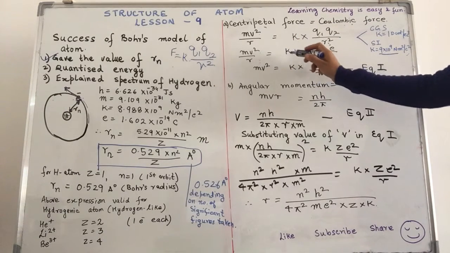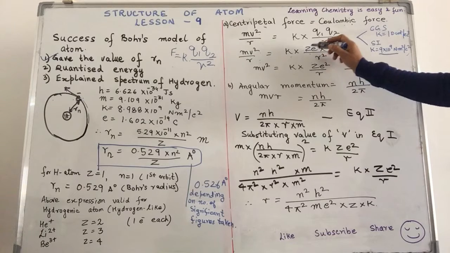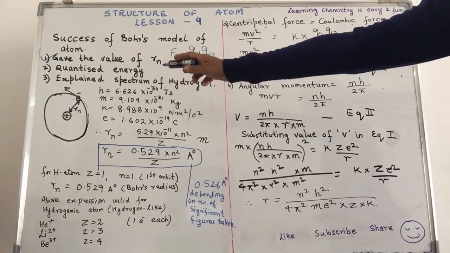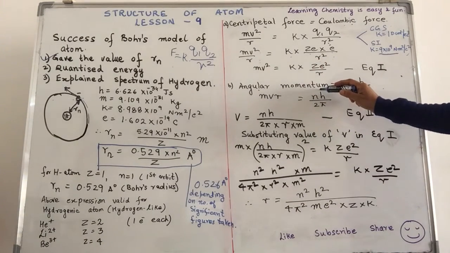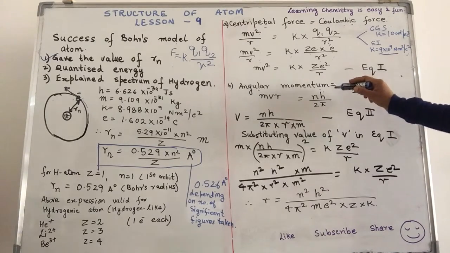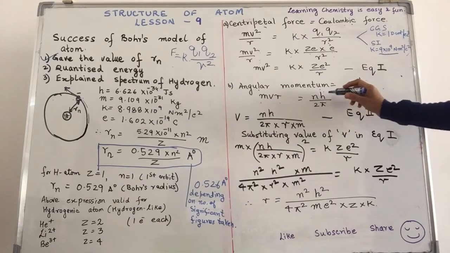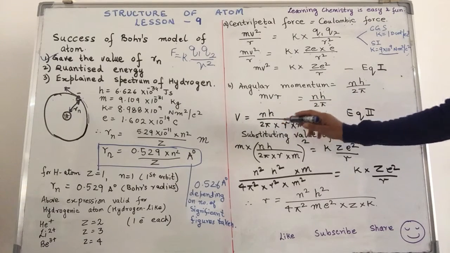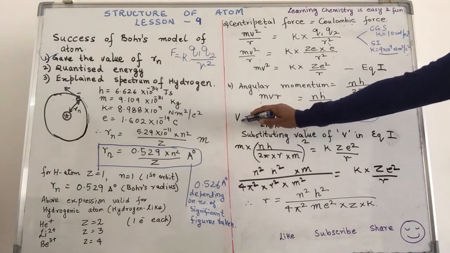So mv square upon r is equal to k Ze square upon r square. Ze is the charge on the protons, because Z stands for the atomic number, into the charge of the electron, divided by r square. Now r is the radius of the orbit that we are talking about. Secondly, if you remember, we had talked about the quantization of angular momentum, and according to Bohr, only those orbits are possible where the angular momentum is an integral multiple of h upon 2 pi, or mvr is equal to nh upon 2 pi. From here, we will get the value for v as nh upon 2 pi r into m, taking these to the denominator. I get my equation over here, which gives me the value for v.